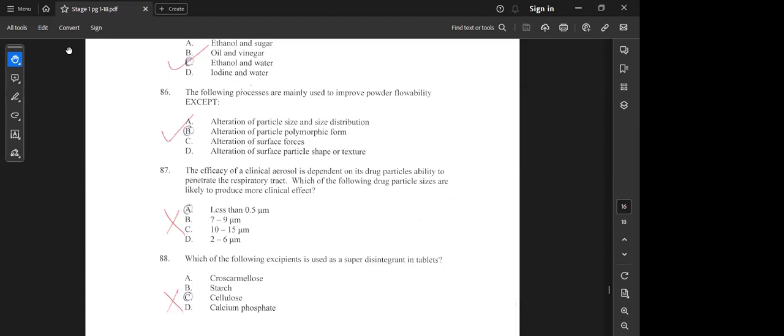Let me copy paste this and send it to the main chat. Yeah, in this case, I think the answer goes to the croscarmellose then.